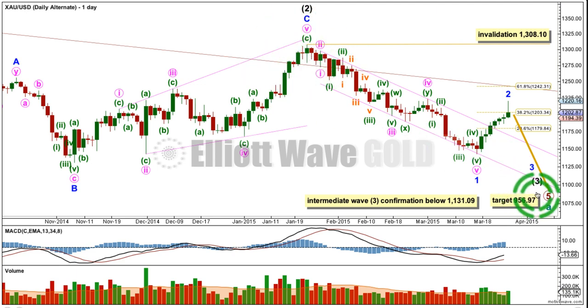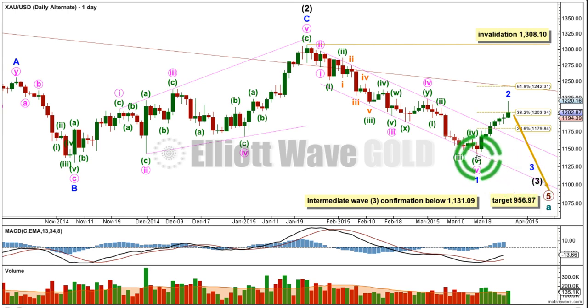If this wave count's correct, we should be seeing a third wave of a third wave begin strongly to the downside. This should be confirmed with a new low below this point, 1142, and then a new low below 1131.09, and it should happen reasonably quickly.